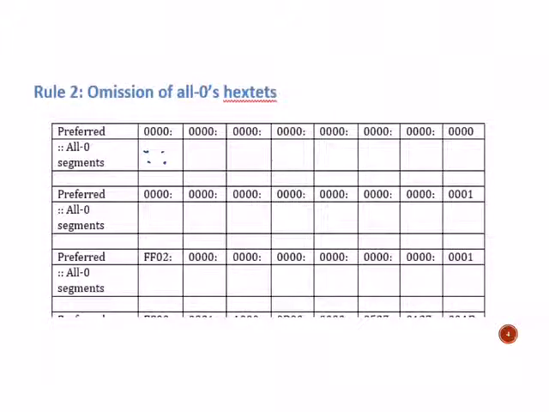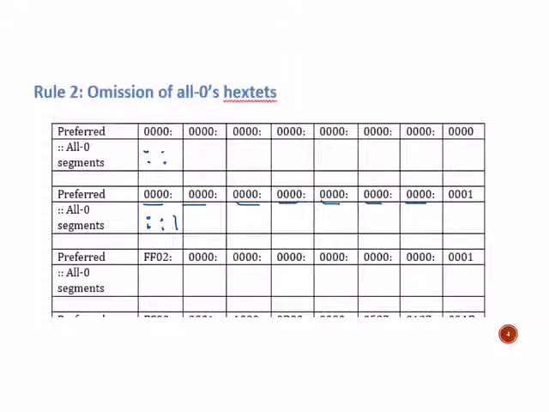Let's look at the next one. Seven of the hextets have all zeros, but the last one has a single 1. So I could write that as double colon. The double colon means that I have omitted entire hextets or groupings of zeros. So that entire number would be written as double colon 1. That's it. That's a whole lot simpler.